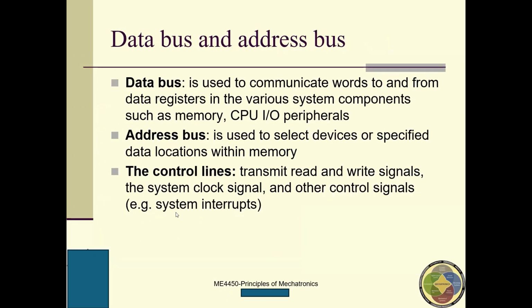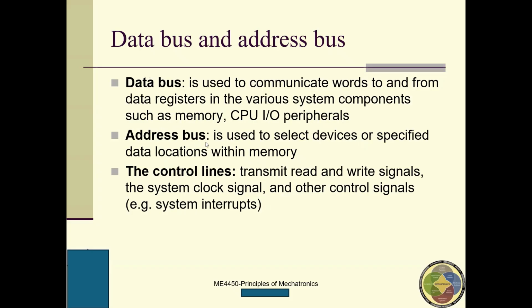So then we talk about the data bus and address bus. The data bus is used to communicate words to and from data registers in various system components such as memory, CPU, interface, and input and output peripherals. The address bus is used to select the devices or specify the data locations within memory. So this one is for the data, and this one is for the address.